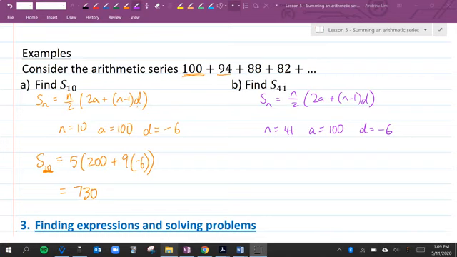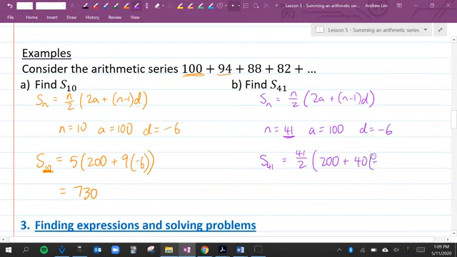Okay, so for this question, everything is the same except for the number of terms. Because it's asking us to work out the sum of the first 41 terms, n is 41 instead of 10. So the sum of the first 41 terms is 41 on 2, n on 2, times 200 again, plus, oh sorry, n is 41, so n minus 1 is 40, times minus 6. When we put that in the calculator, we get an answer of negative 820.